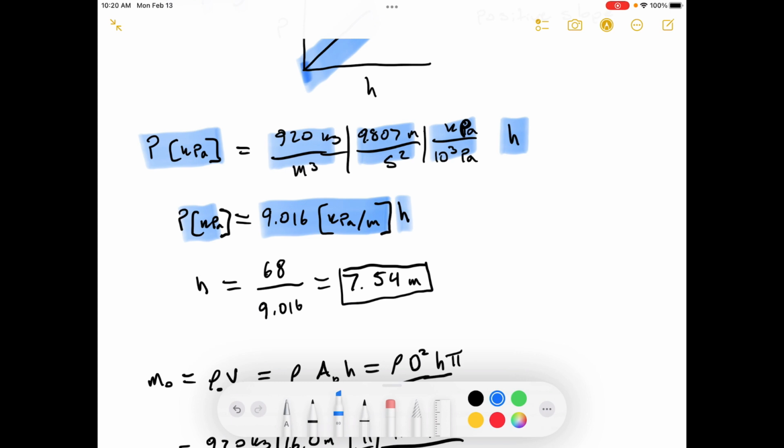And then they said, what's the height of the tank when the pressure reading is 68? Then you would just say 68 divided by that empirical constant, and you get 7.54 meters. Okay?